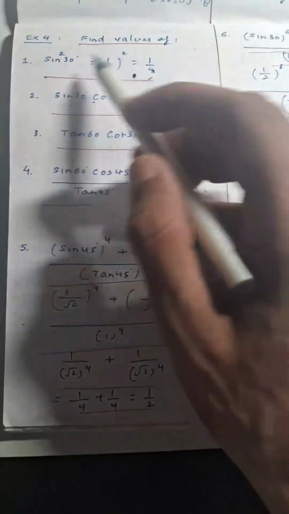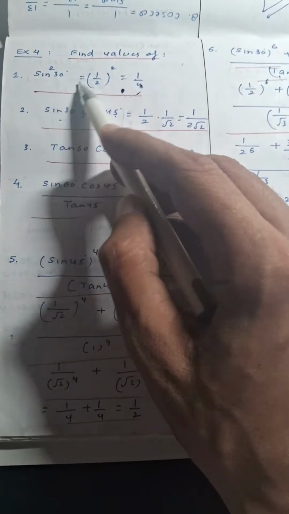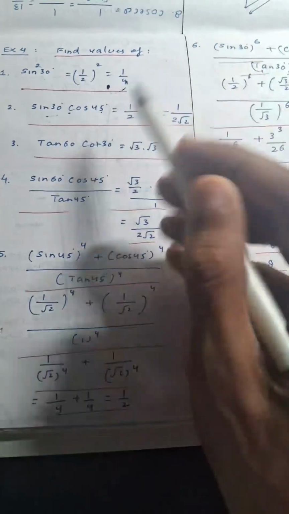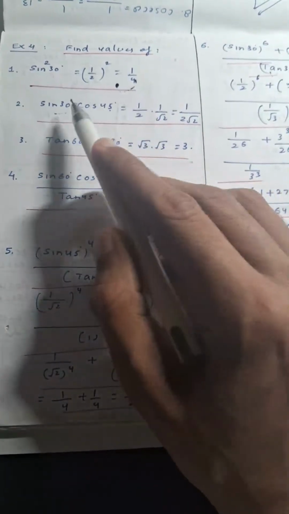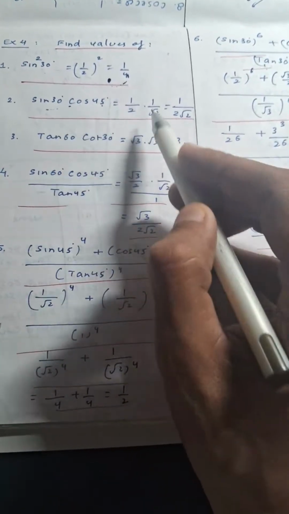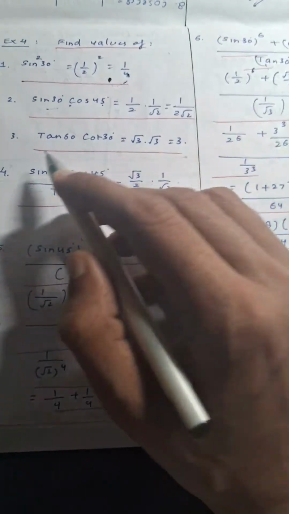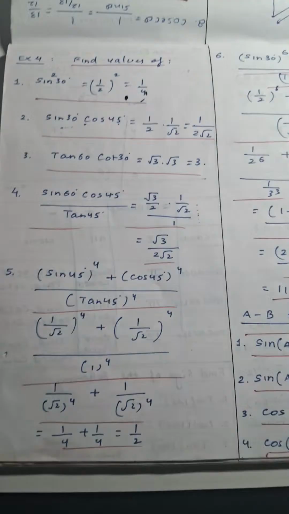Then we have certain questions based on that. For example, sin square 30. So sin 30 is 1 by 2. So that will give us 1 by 4. Then sin 30 cos 45. Sin 30 is 1 by 2, cos 45 is 1 by root 2. So answer will be 1 by 2 root 2.